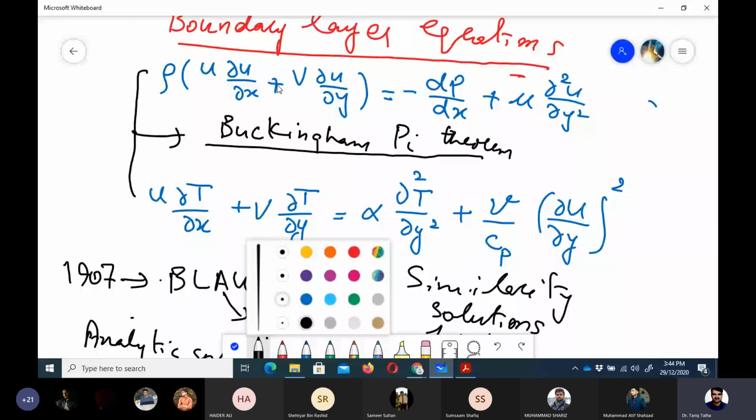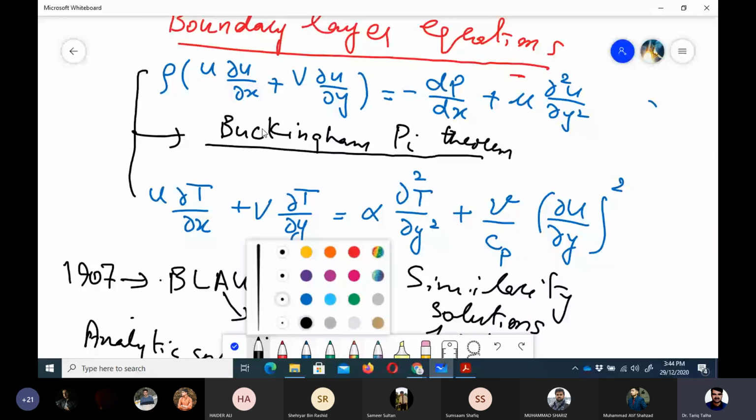And the second purpose of non-dimensionalization is that we reduce the number of dependent variables. So by performing the non-dimensionalization, we reduce the number of variables and the number of experiments to be conducted, right? So in Buckingham Pi theorem, first of all we non-dimensionalize these two equations.